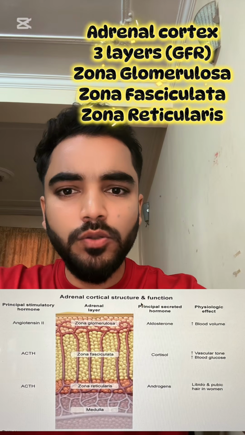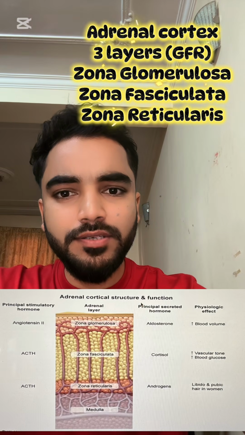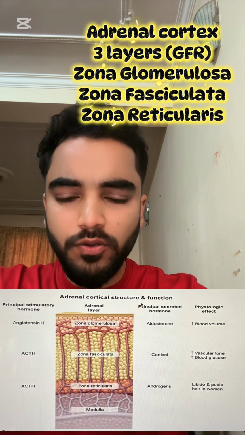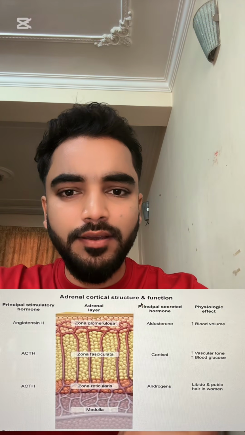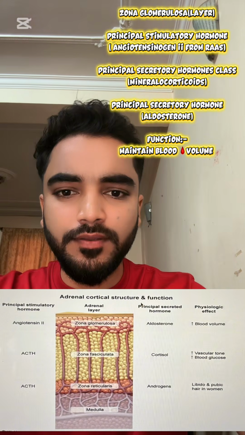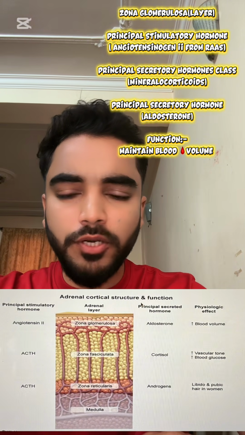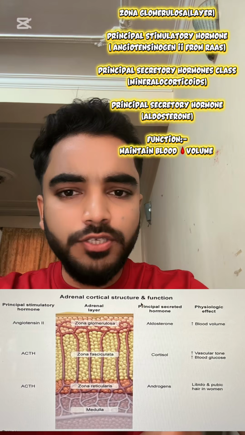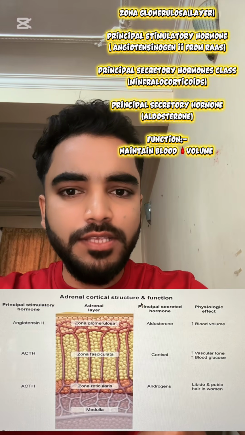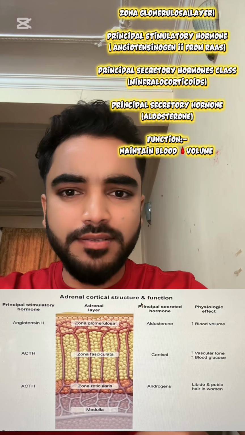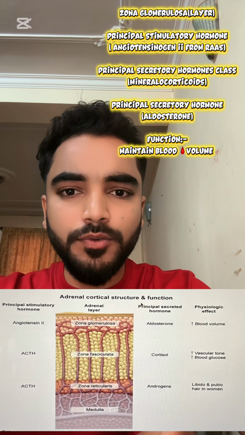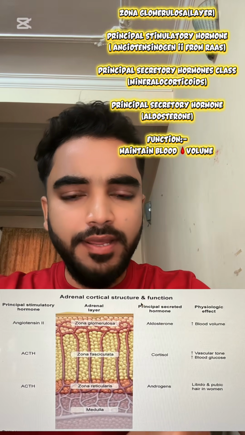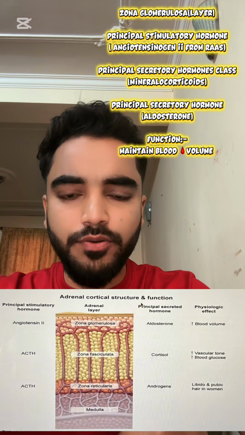As we all know, the adrenal cortex has three layers, which is remembered as GFR: zona glomerulosa, zona fasciculata, and zona reticularis. Now let's study one by one. Now we'll talk about the zona glomerulosa layer. The principal stimulatory hormone of this layer is angiotensin 2, which comes from the RAS, that is the renin-angiotensin system. The principal secreted hormone class is mineralocorticoid, and the principal secreted hormone is aldosterone.